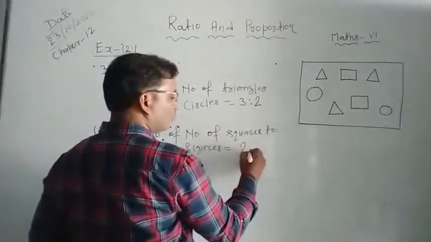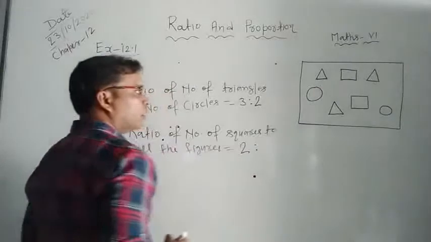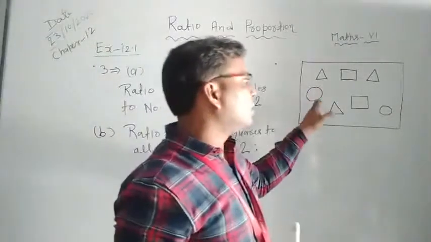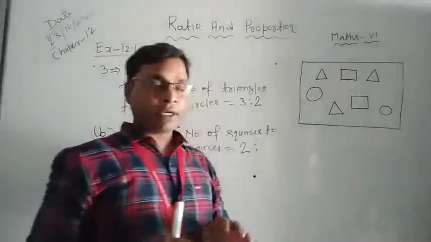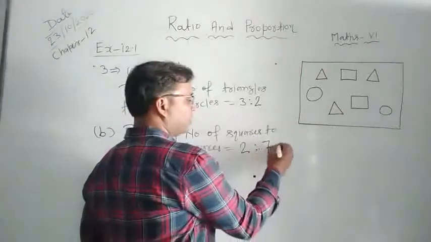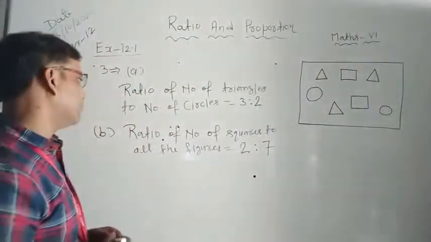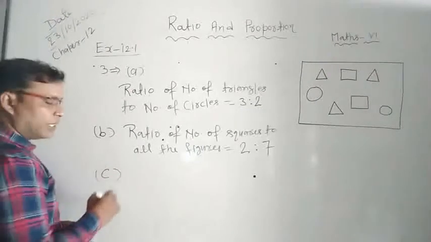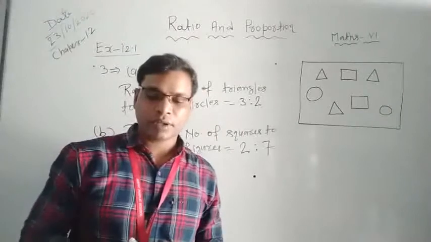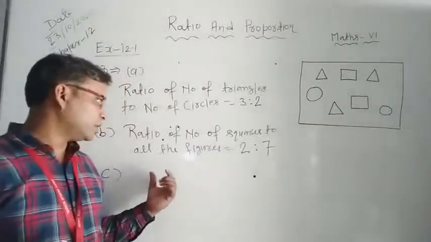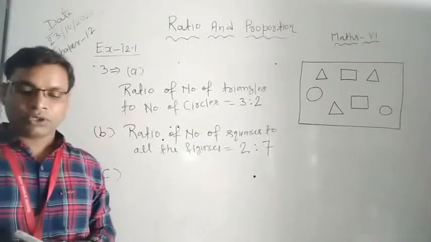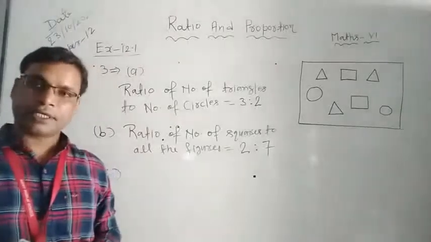7 figures here. So our ratio of number of squares: we count here, the number of squares is 2. Ratio to all figures. So if you count here inside the rectangle, there are 7 figures. So you can write 2:7. This is clear. Now, the C part of this question. What is the C part of this question? The C part is the number of circles to all the figures inside the rectangle.